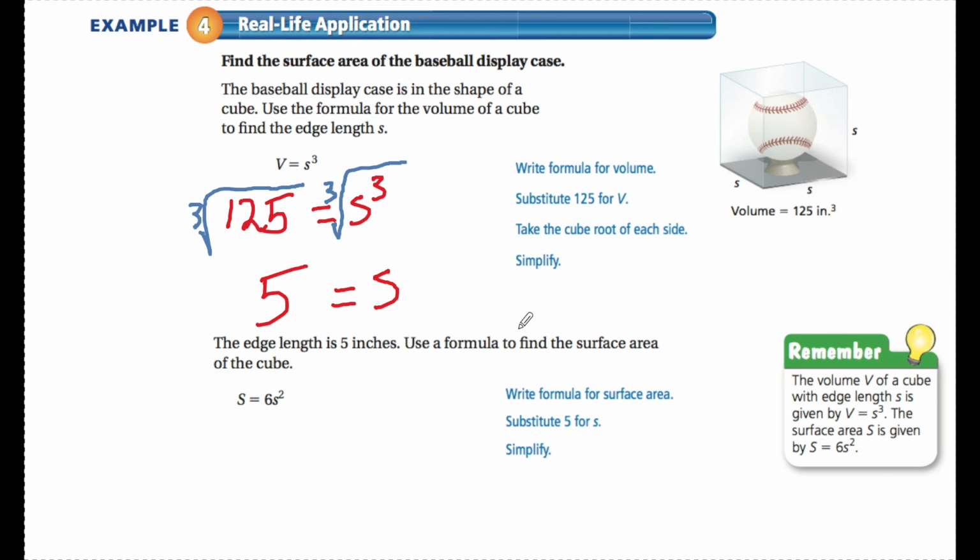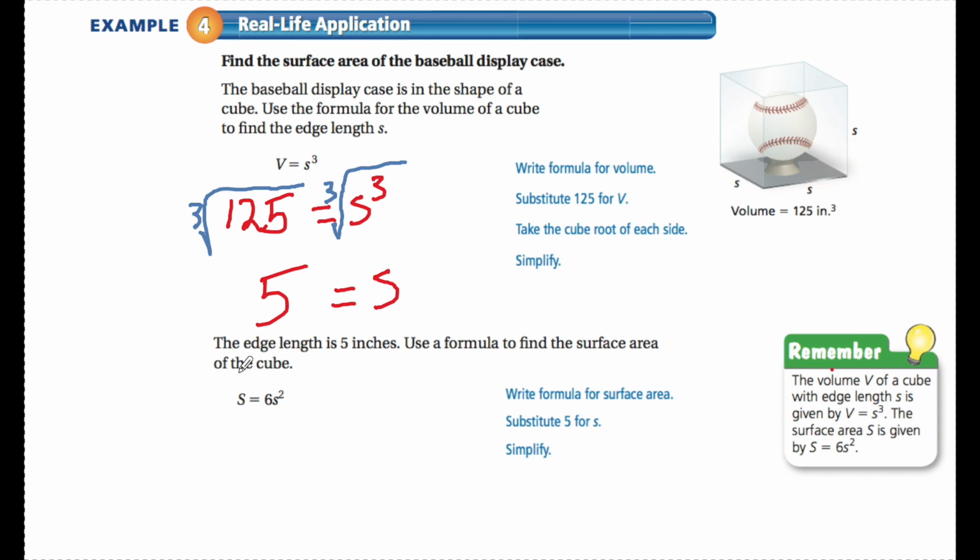Now they also want us to find out the surface area. They said the edge length is 5 inches. Use a formula to find the surface area of the cube. So over here they told us the surface area S is given by the formula S, which stands for surface area, equals 6 times S squared, which makes sense because S squared would give us one side, and there's 6 sides on a cube, which is why we multiply by 6.